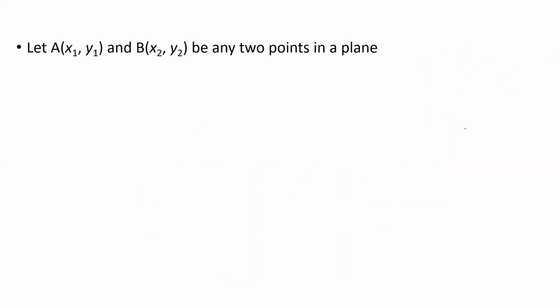So we can say that let A (x1, y1) and B (x2, y2) be any 2 points in a plane. Then the distance between the points is d equals root of x2 minus x1 whole square plus y2 minus y1 whole square. So this is the formula of it, and let's see a few examples of how to use the distance formula for different types of questions based on levels of difficulty.